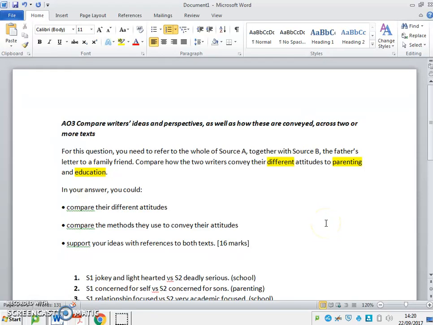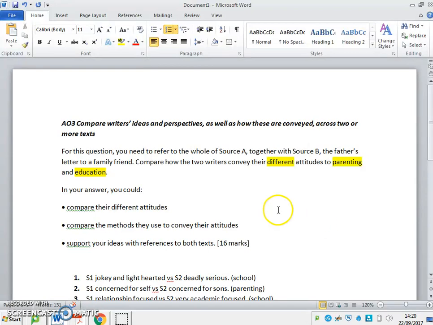Hi everyone, this video is going to be about the GCSE Paper 2 Question 4. So this is the question where you've read two non-fiction sources and you're comparing the writer's ideas and perspectives, often the differences. It'll either say differences or similarities.